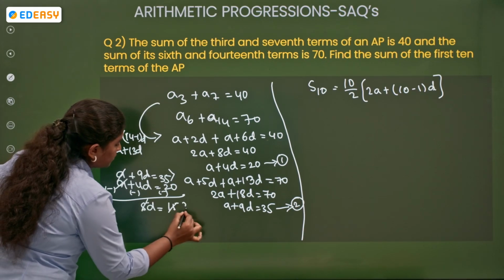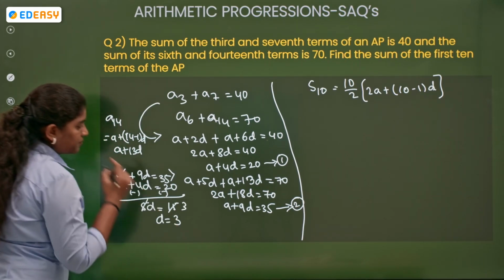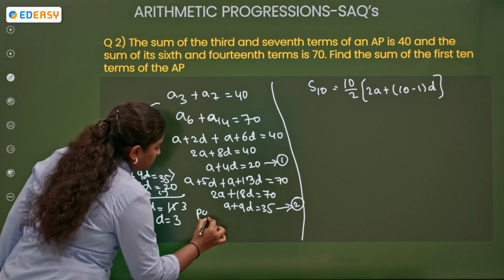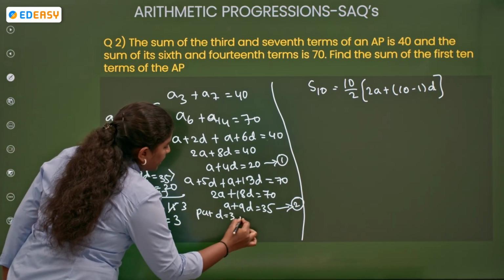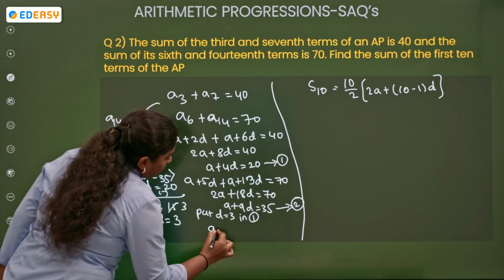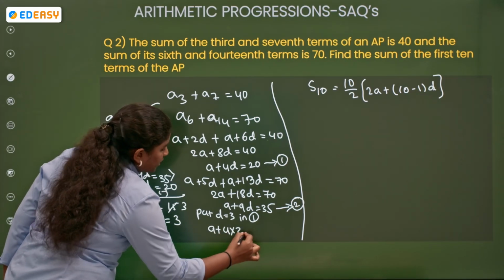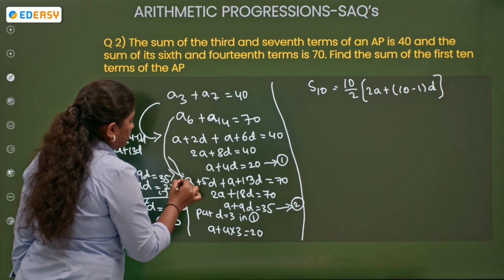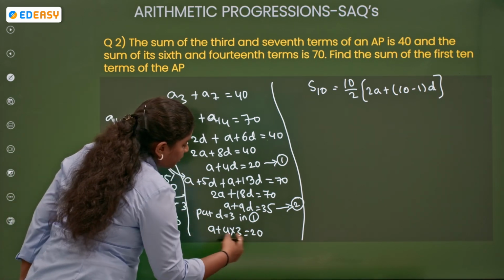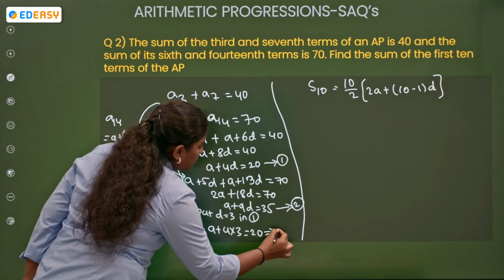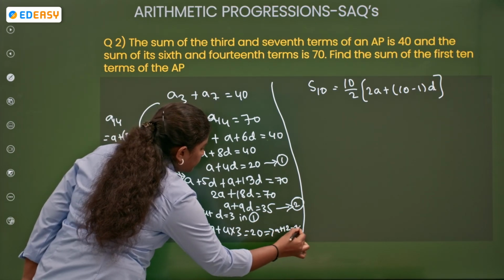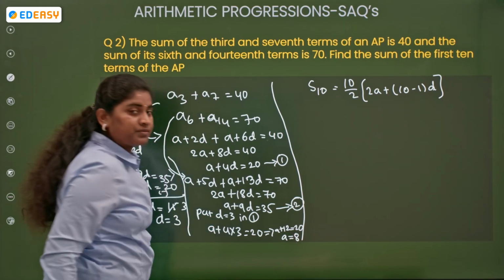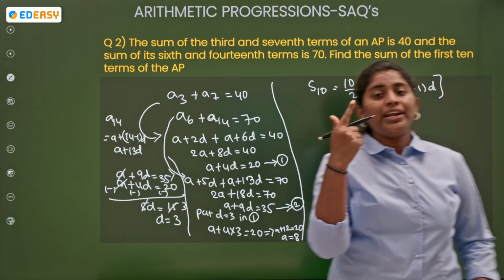5 will cancel 15 for 3 times. So we got the D value as 3. Put D equals 3 in any of the equations to get your A value. Put D equals 3 in the first equation. So A plus 4 into 3 equals 20. Now A plus 4 into 3, 12. So A plus 12 equals 20. Now A equals 20 minus 12, which gives you 8. So we got the A value and D value.